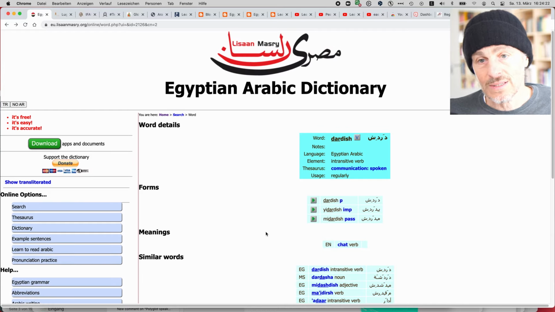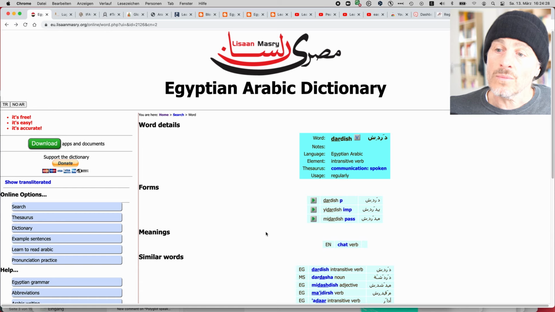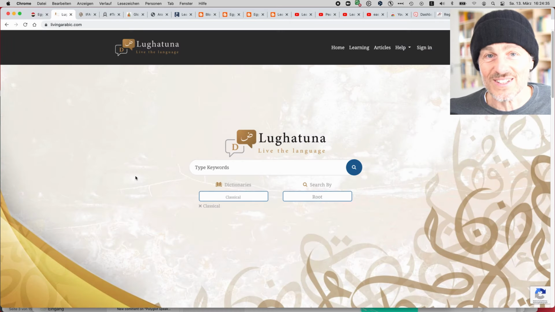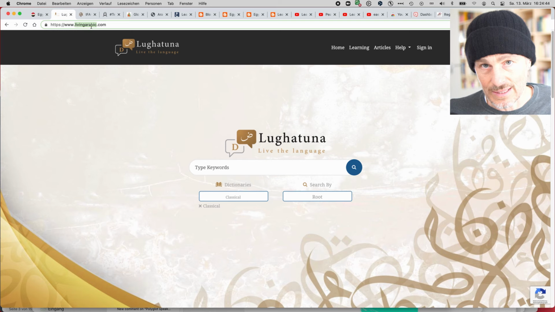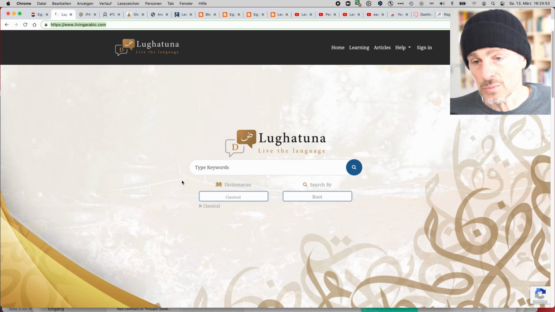What we don't have here is the context, the sentences where this word, for example, occurs. And that's why we also look at another dictionary, which is this one. This is called Lughatuna, or as it says here in the address bar, Living Arabic. You find it under livingarabic.com. You get all the links in the description below.